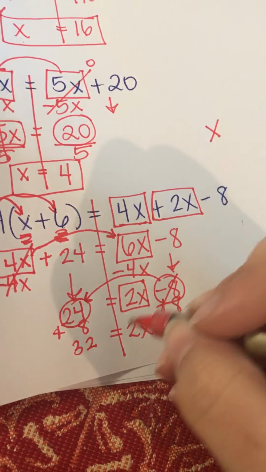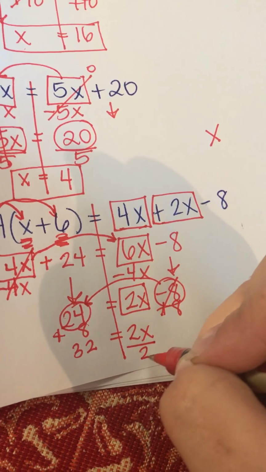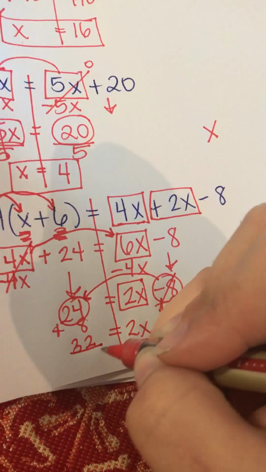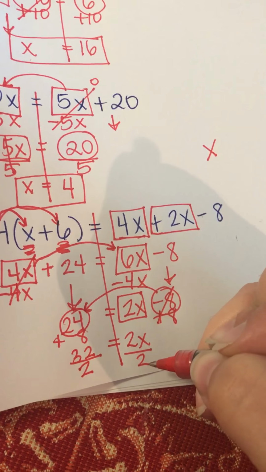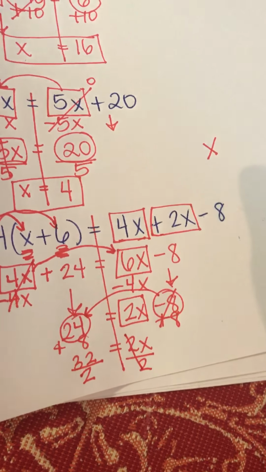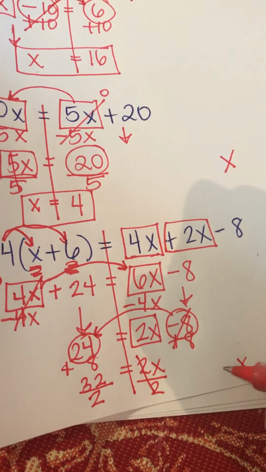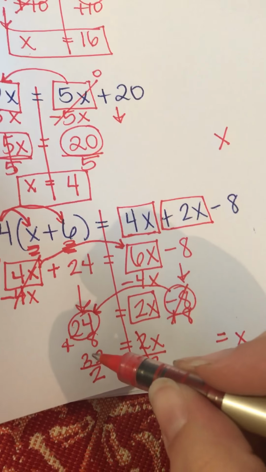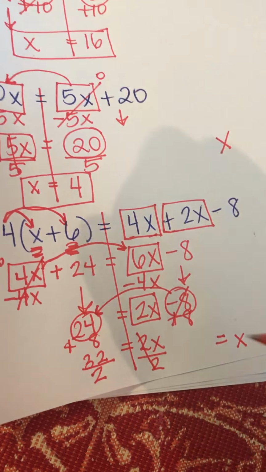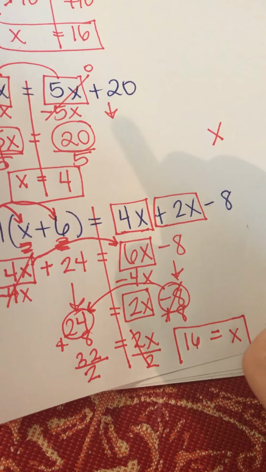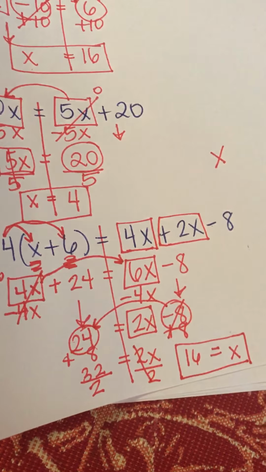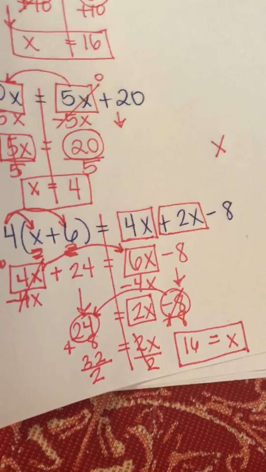At this point, I have variables and constants, so I'm dividing to separate because this is multiplication and the opposite is division. So I'm getting rid of this. I have 1x, and that's equal to 32 divided by 2, which is 16. So my answer is x equals 16. And I'm finished.